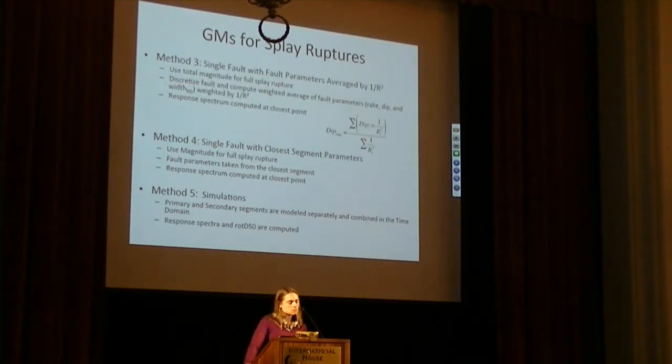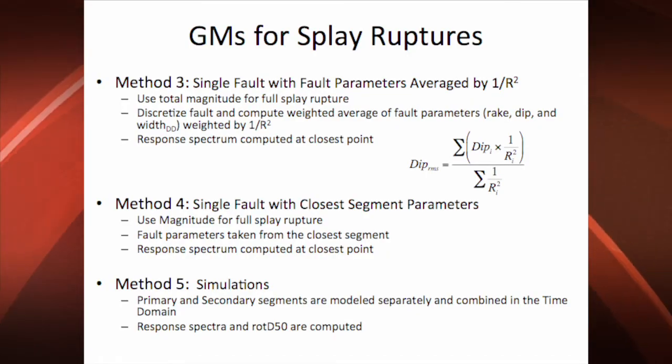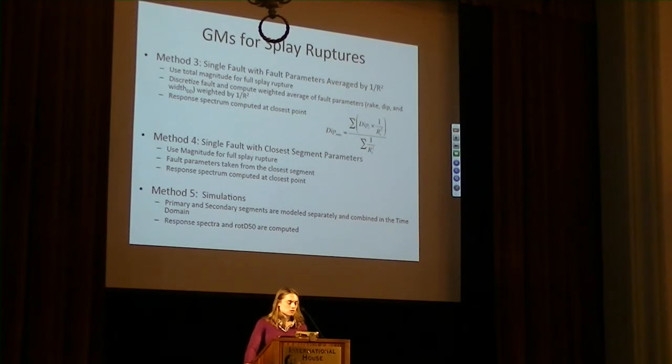Method 3 is similar to method 2, but we are using fault parameters averaged by a distance metric. So the magnitude is the total magnitude for the full splay rupture, and then we've discretized the fault sources, and we've used a weighted average based on the distance from the respective fault plane. So this is for dip. We've done the same for rake, and also for the width. And then the response spectrum is computed using the distance metrics to the closest point.